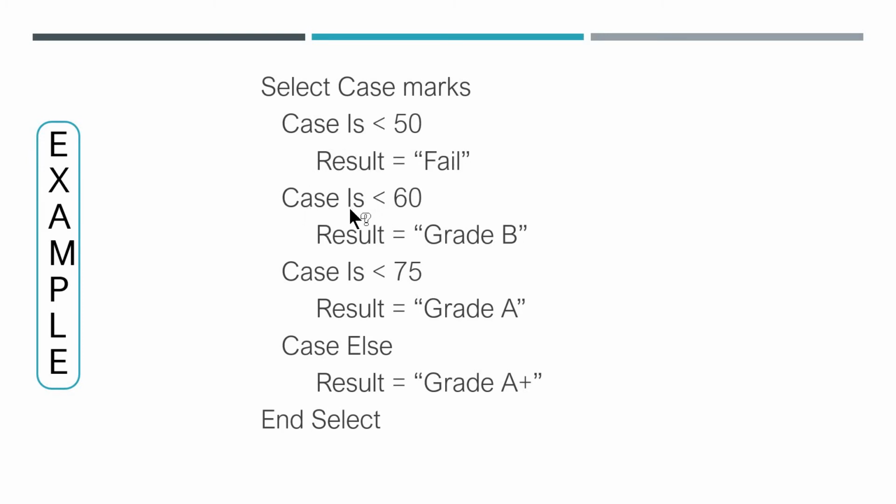Case is, think that right now 55. 55 is lesser than 60. Yes, in that case, what is the message here? Grade B. This will be given to the variable result. Think that right now the marks entered by the user is around 70. Then in that case, the first two cases will not be executed. It will go directly to the third case, right?